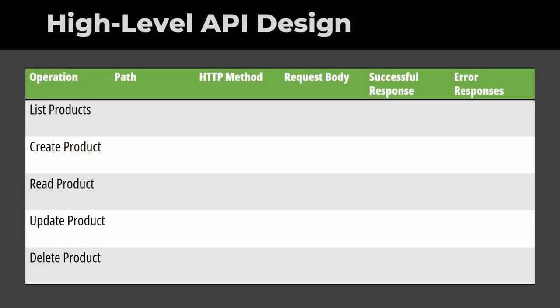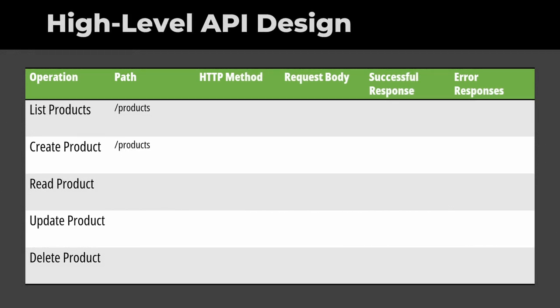We are now going to create the high-level API design. This is just a table where we make all the key decisions about our API. On the left-hand side, we list our operations. Then we start filling the rest of the details. Let's start by the path. The list products operation should return a collection or an array of all products in the catalog. Thus, we name the path using the plural as products.